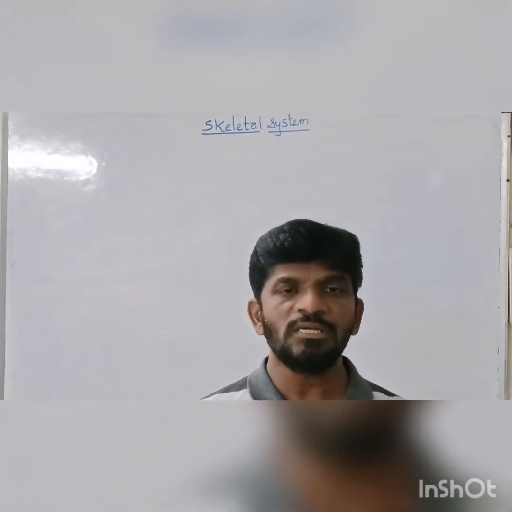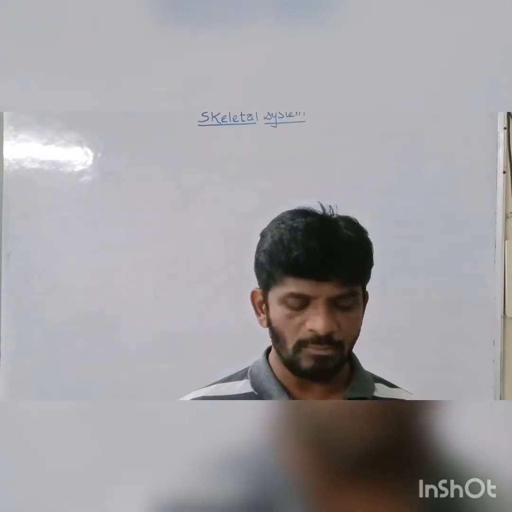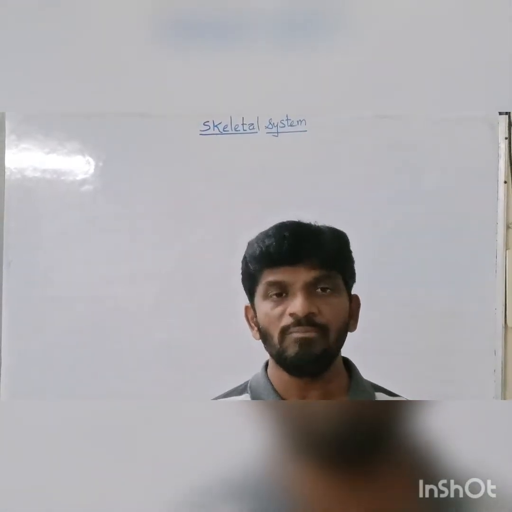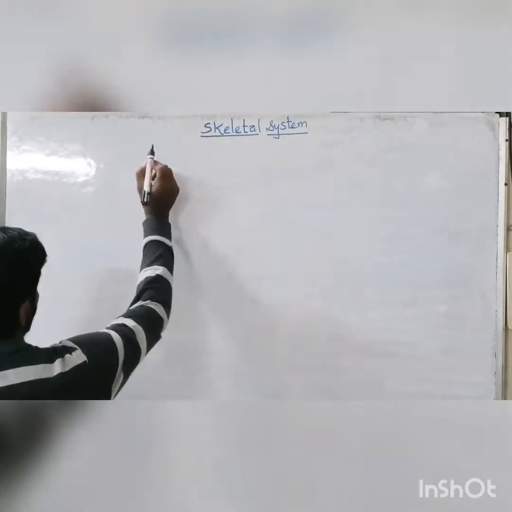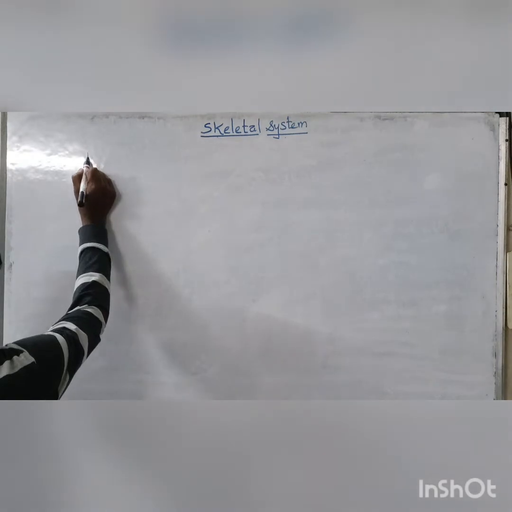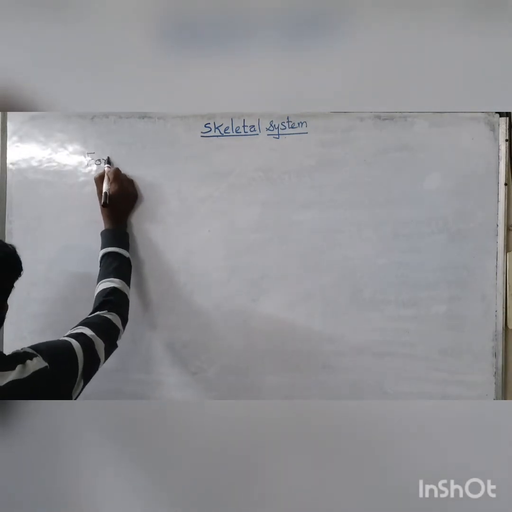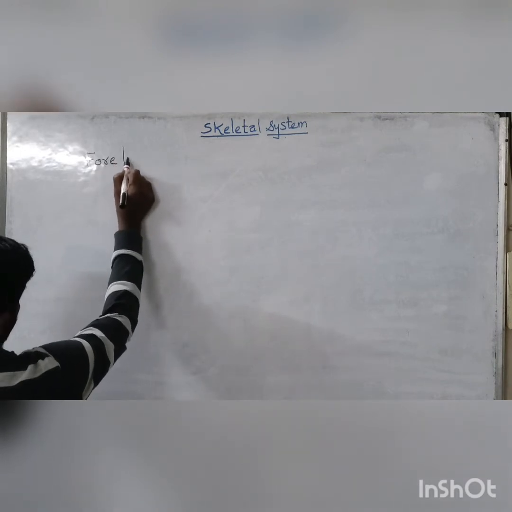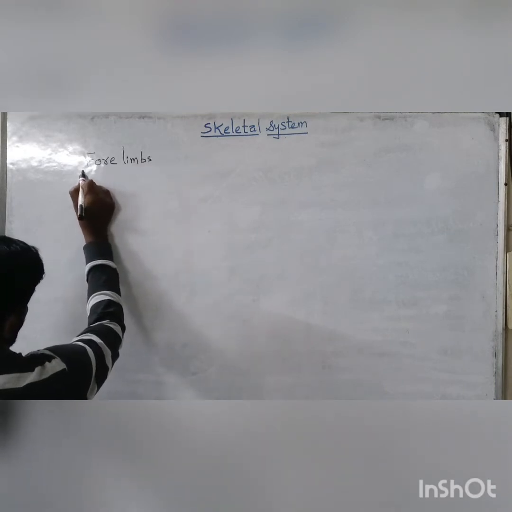In my previous classes, I explained up to the musculoskeletal system, and now I am going to deal with the skeletal system, the forelimbs and hind limbs of man and the joints, etc. First of all, the forelimbs. Forelimbs of man. In each forelimb, the bones are as follows.